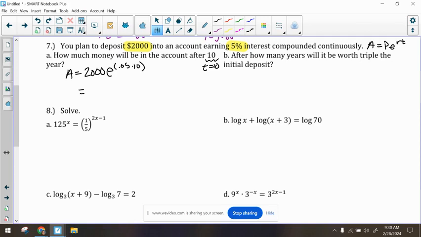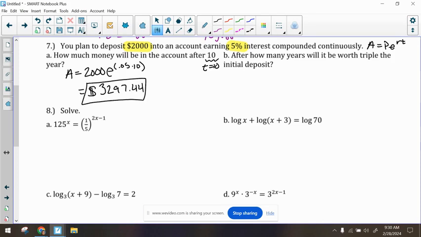To get e, you hit second ln. So you're typing 2,000 e to the 0.05 times 10. Make sure you have parentheses in the correct spot. So after 10 years, there should be $3,297.44 in that account.